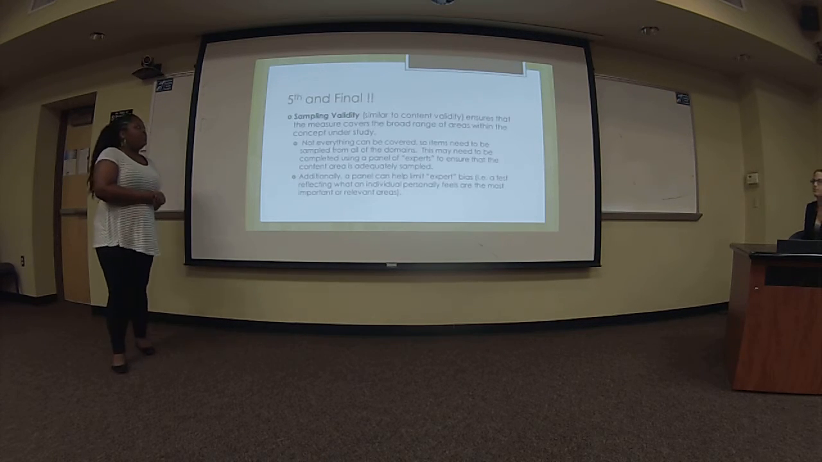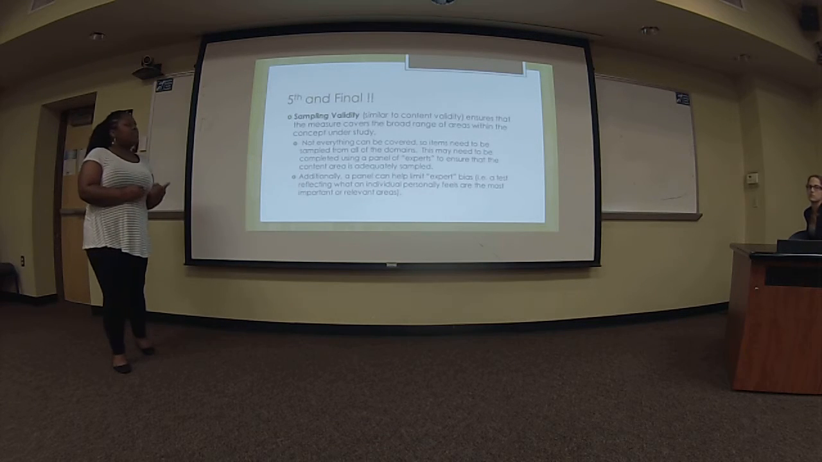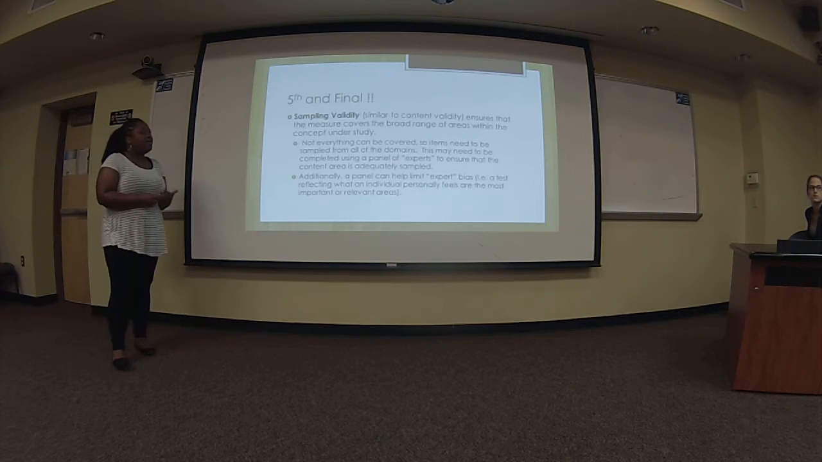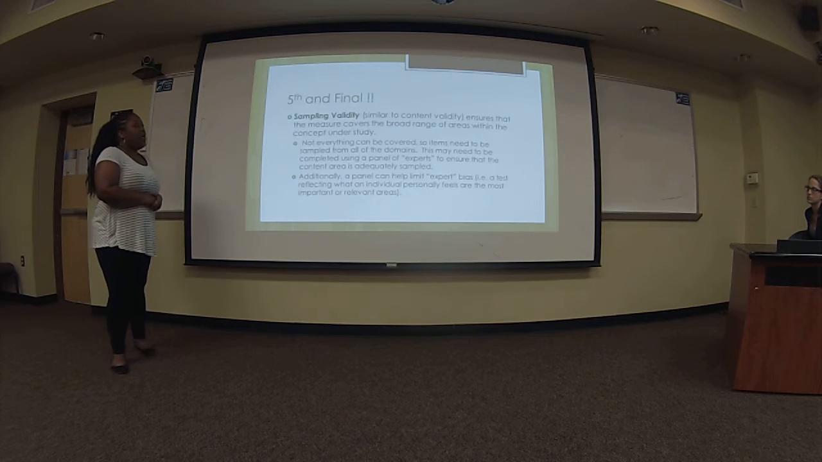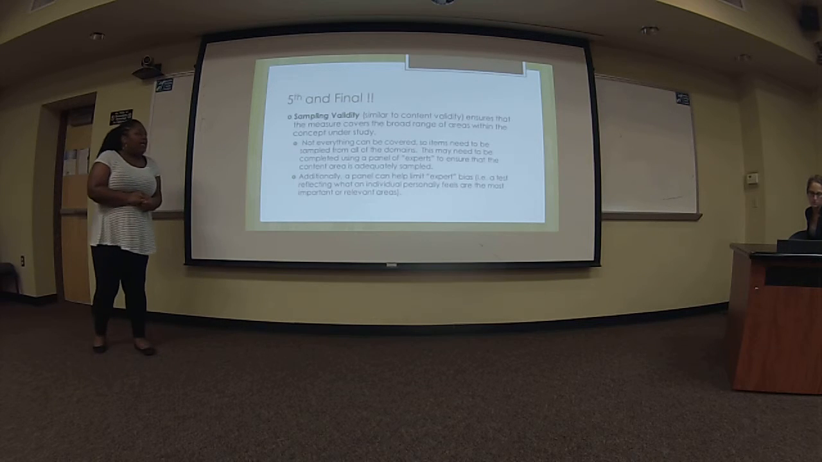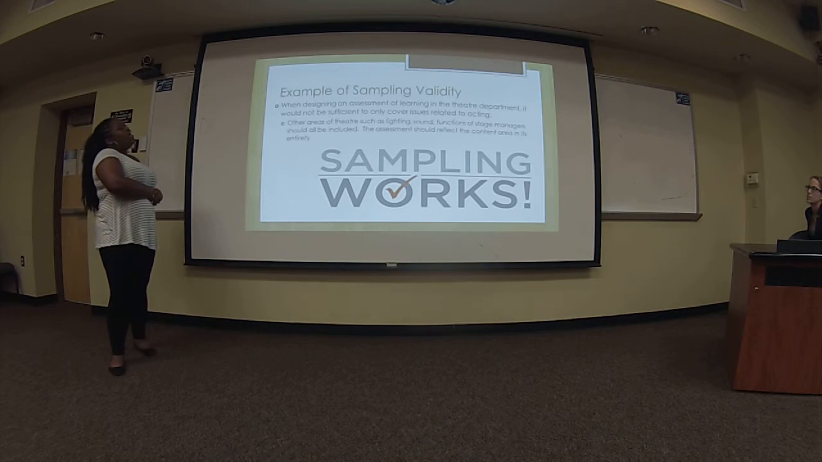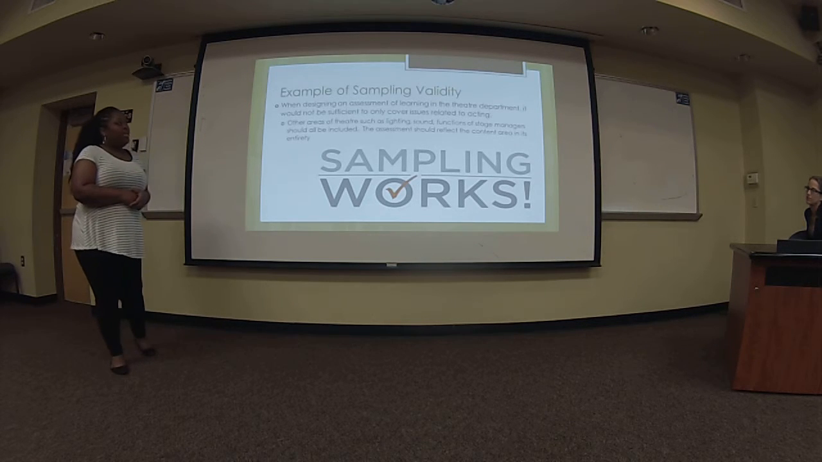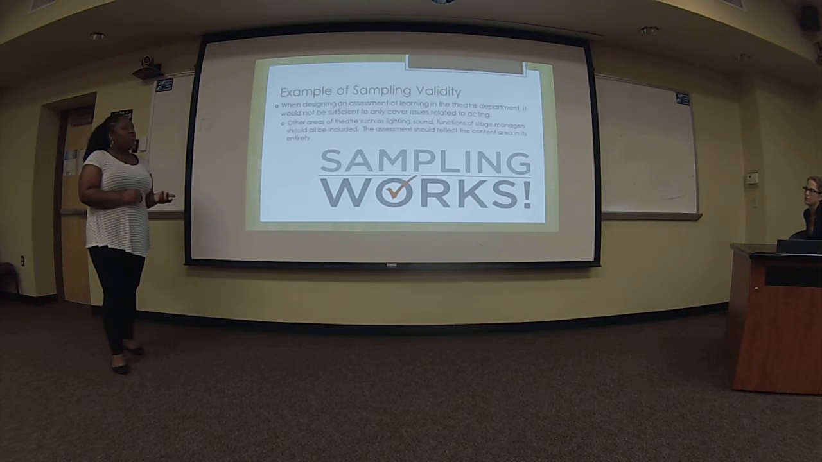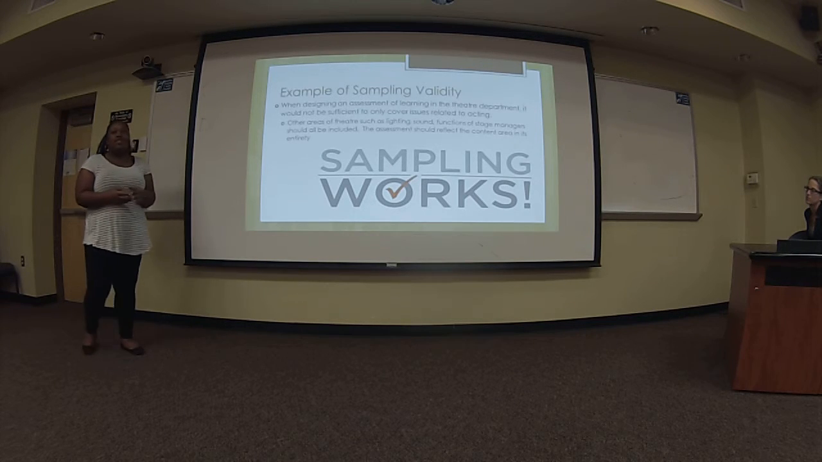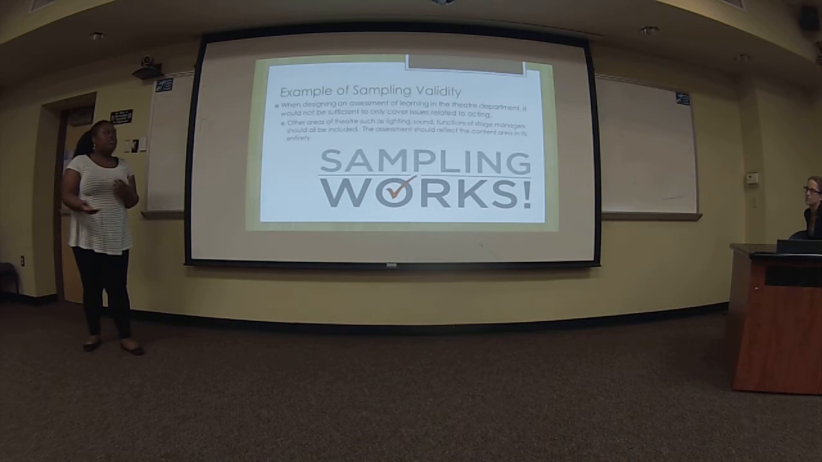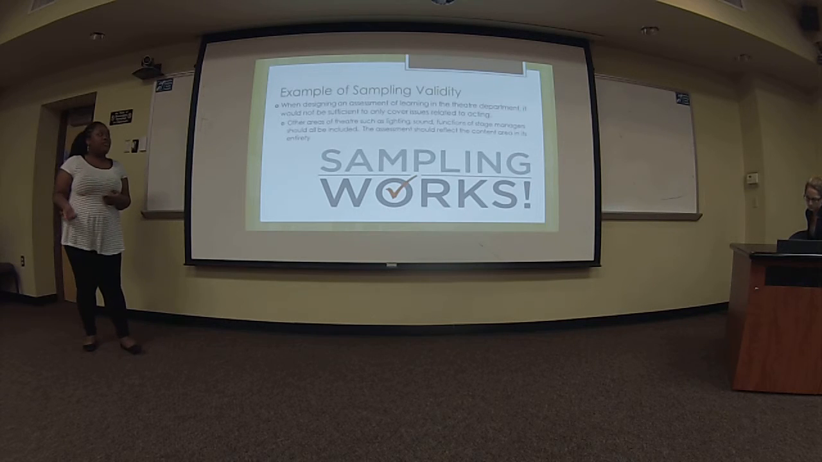And the fifth and final would be sampling validity. It's similar to content validity, but it ensures that the measure covers the broad range of areas within the concept under study. Including this, you can have panels, and it can be reflective. So an example of sampling validity is when designing an assessment of learning in the theater department, it will not be sufficient to only cover issues related to acting. You really have to get all aspects of what is included in what you're talking about. So in other words, sampling does work.